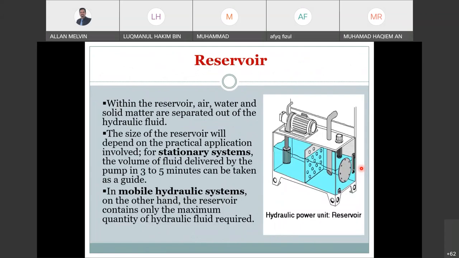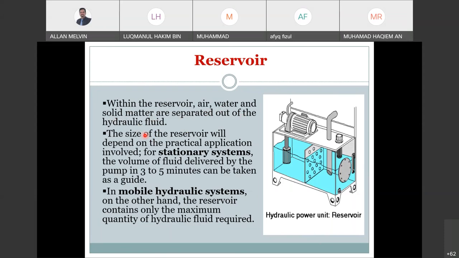Reservoir. What does reservoir mean? Tank. Yes, reservoir is like a holding place. In hydraulic, we refer to it as the tank. Within the reservoir, air, water and solid matter are separated out of the hydraulic fluid. Hydraulic fluid is a bit troublesome, because you cannot have a lot of things inside. No air, no debris or dirt. So you really need to take care.